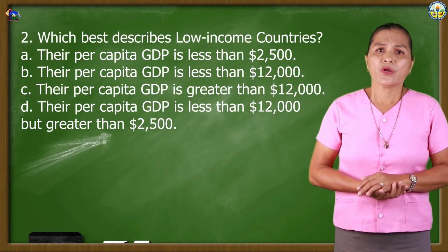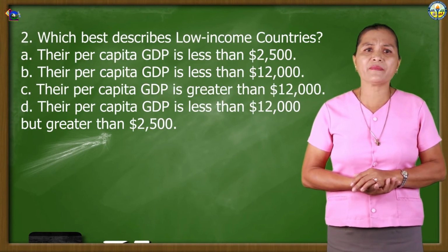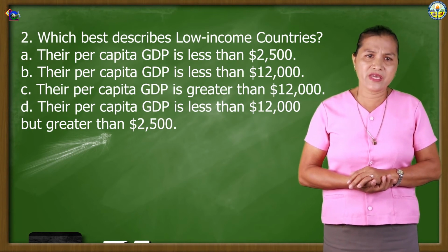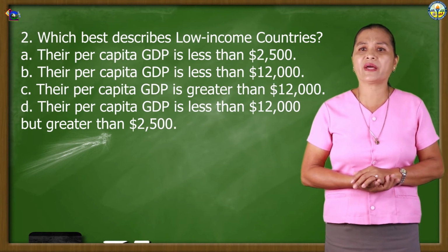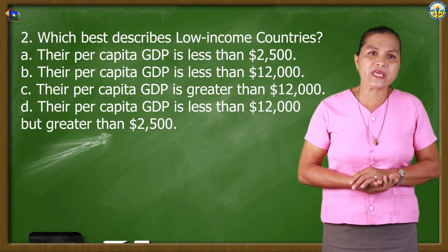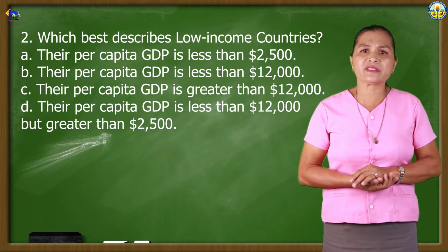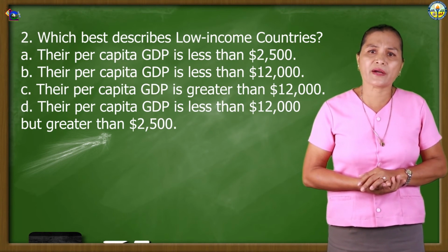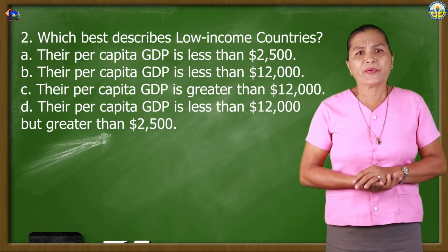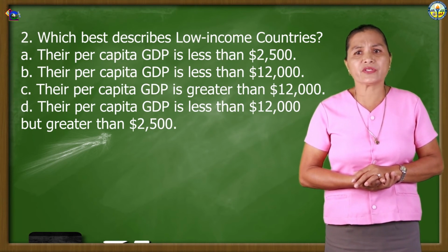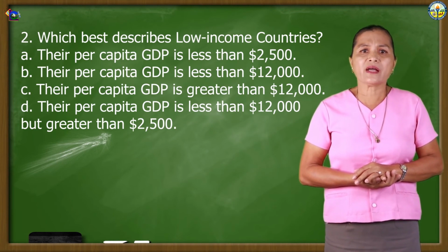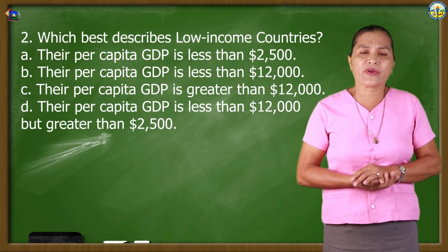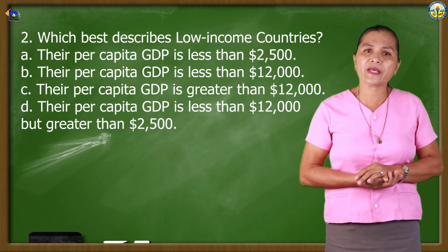Number 2. Which best describes low-income countries? A. Their per capita GDP is less than $2,500. B. Their per capita GDP is less than $12,000. C. Their per capita GDP is greater than $12,000. D. Their per capita GDP is less than $12,000 but greater than $2,500.